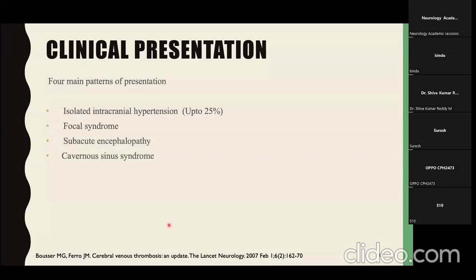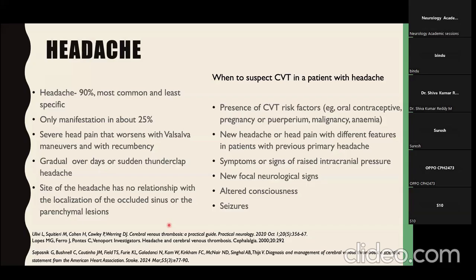There are 4 main types of clinical presentations. A CVT patient can present with isolated intracranial hypertension, focal syndromes, subacute encephalopathy, or cavernous sinus syndrome. Headache is the most common but least specific symptom, seen in 90% of patients. That means around 10% of patients can present without headache, and it is the only manifestation in about 25 patients.